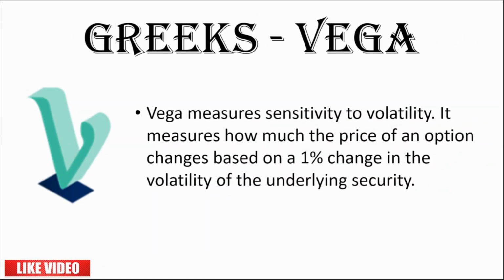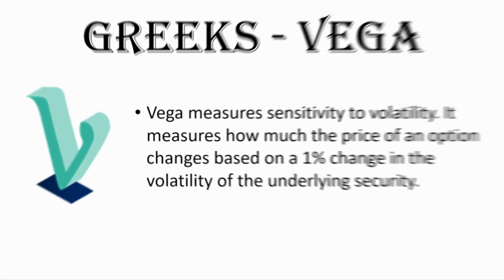The next option Greek that we're going to study is Vega. Vega measures the sensitivity to volatility. It measures how much the price of an option changes based on a 1% change in the volatility of the underlying security. In simple terms, Vega is the amount a call and put option price will change in theory for the corresponding 1-point change in implied volatility.